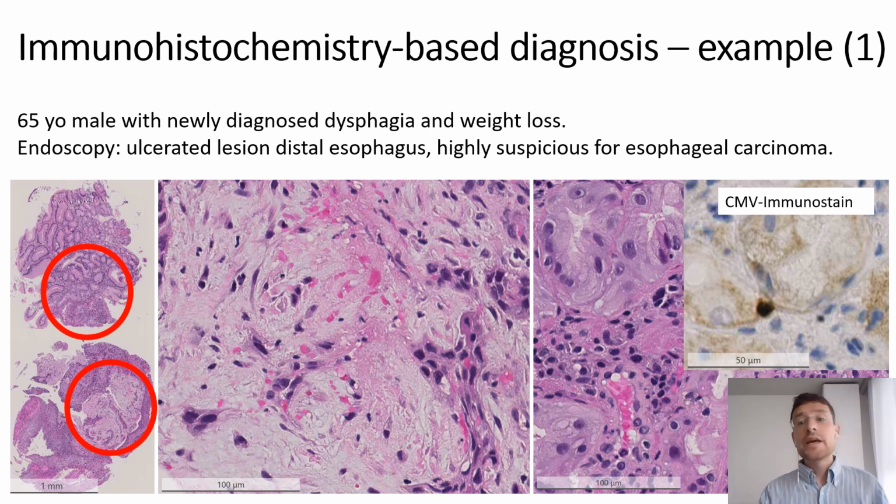So we have combined esophageal carcinoma plus cytomegalovirus esophagitis. It is important because, of course, esophageal carcinoma is most important for the treatment and for the prognosis, but you also have to treat the esophagitis.